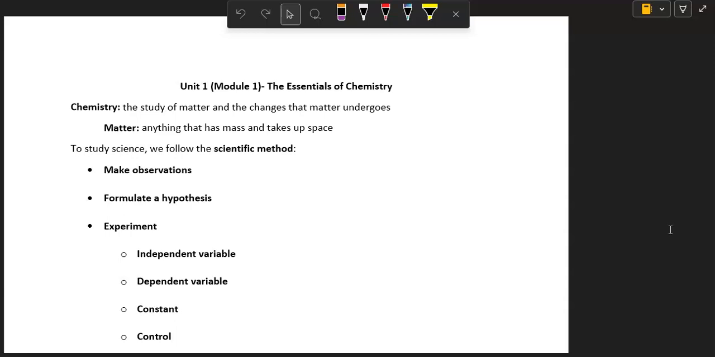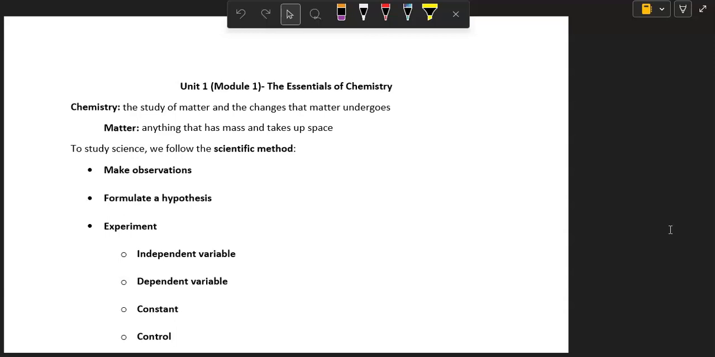So digging way back into your filing cabinet there in your brain, find the definition of matter. It's anything that has mass and takes up space or has volume. Okay. So any good scientist knows that to study science, we need to follow the scientific method. There's a lot of different ways of describing this. This is just one of them, but they're all basically the same idea behind the steps.